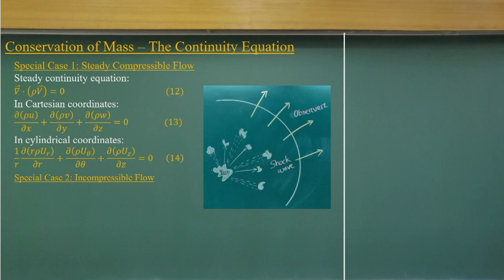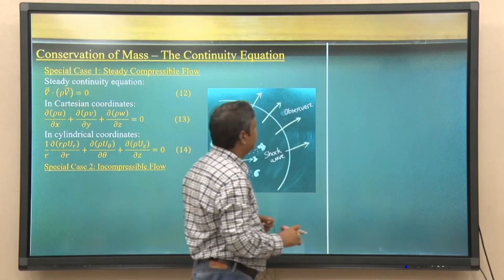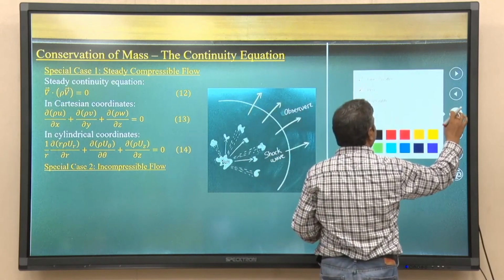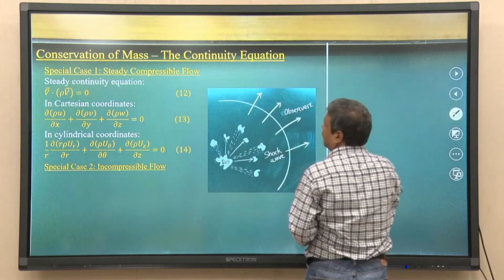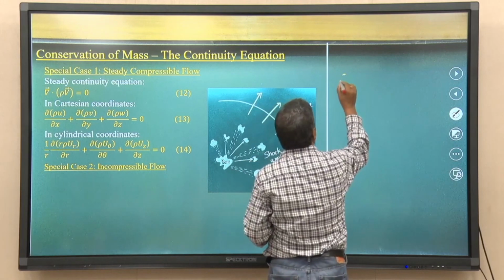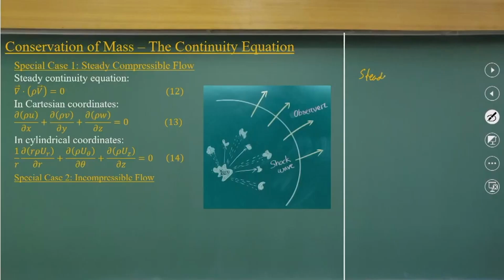If you look at these components, as I am explaining to you, for a steady compressible flow, the basic equation is zero. Okay. What do we mean by that?